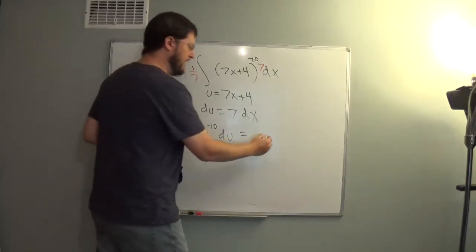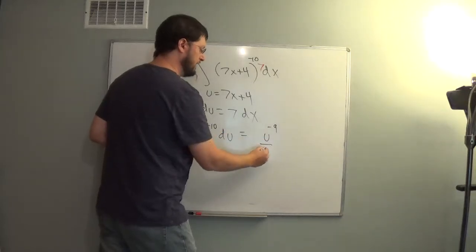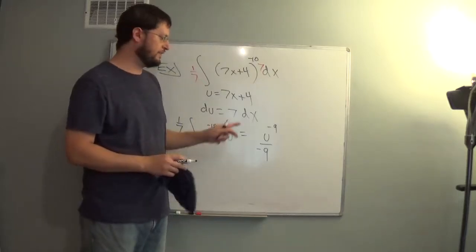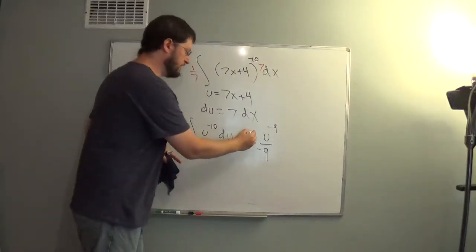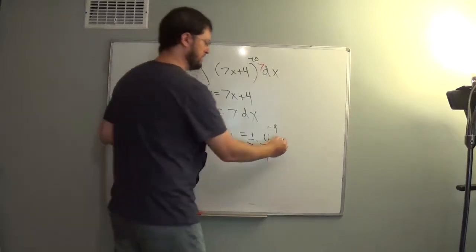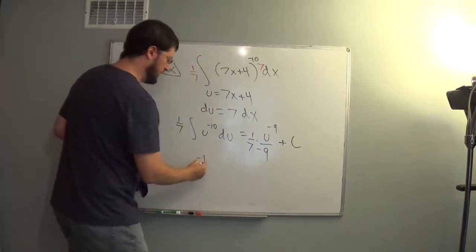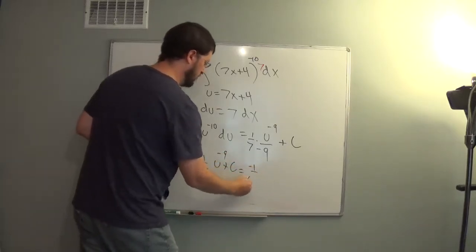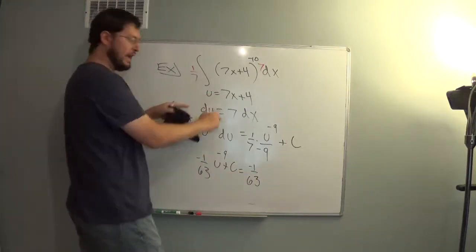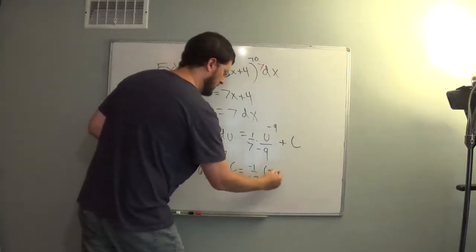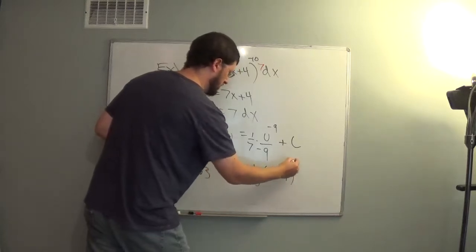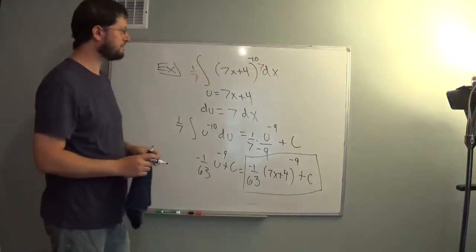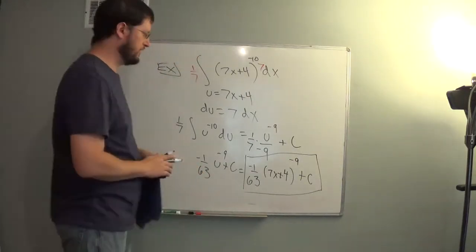The antiderivative of U to the negative 10 is U to the negative 9 divided by negative 9. We go up, right? Up from negative 10 is negative 9, and divide by the new exponent. The 1/7 is still there, and then plus C. So this is negative 1/63 times U to the negative 9. We need to convert back into x. U is 7x plus 4, so negative 1/63 times (7x plus 4) to the negative 9, plus C. And there we have it.